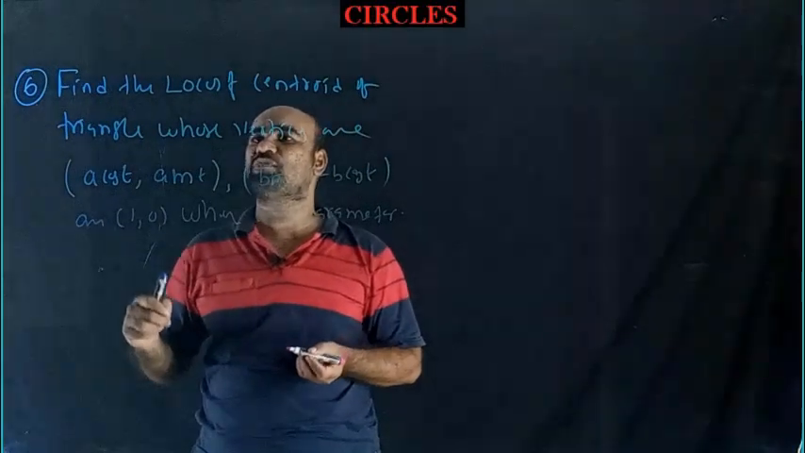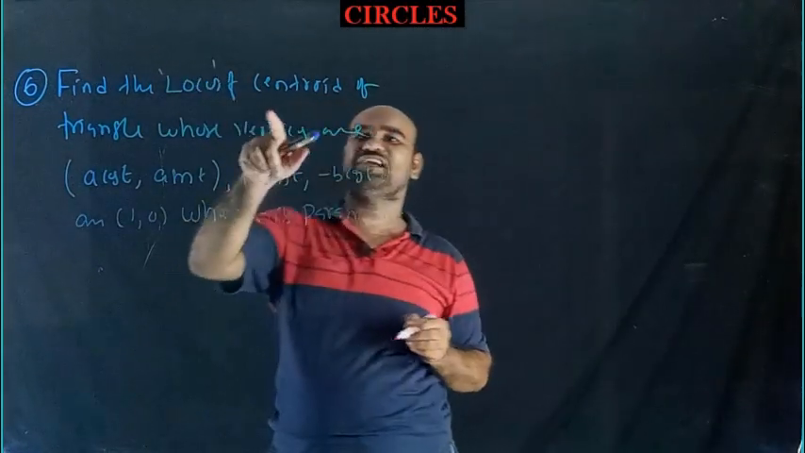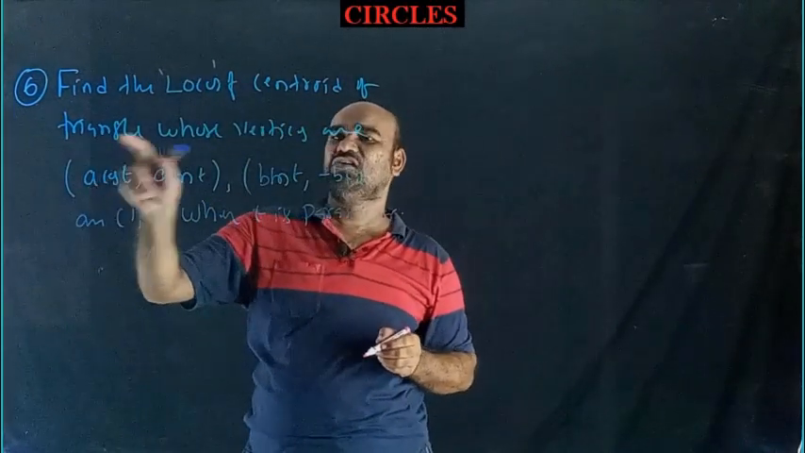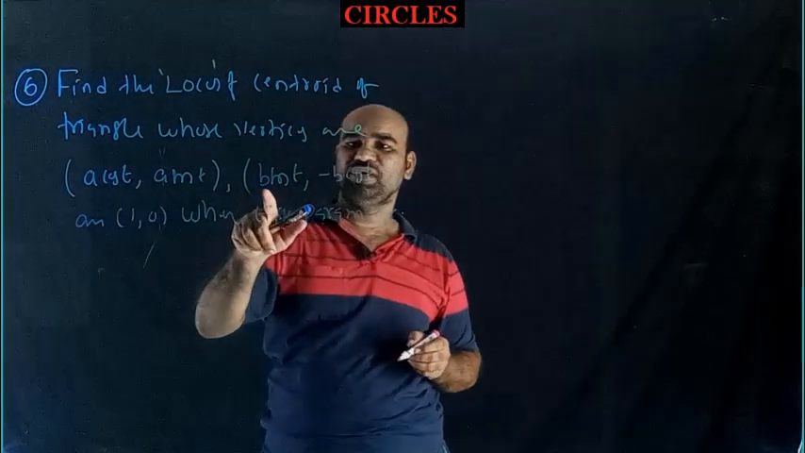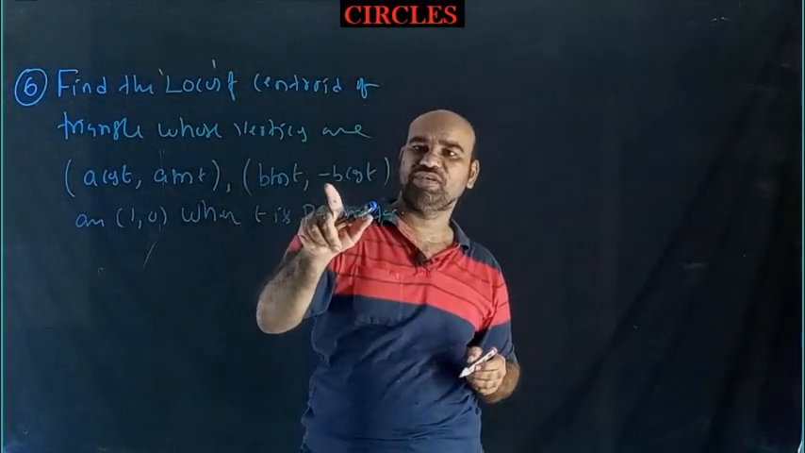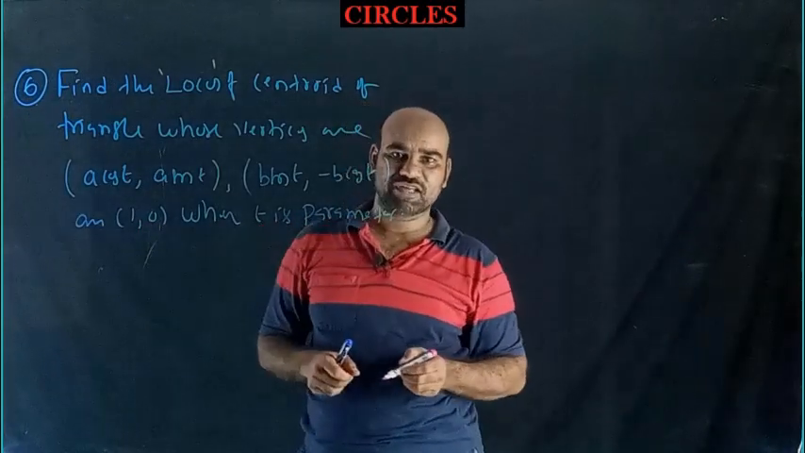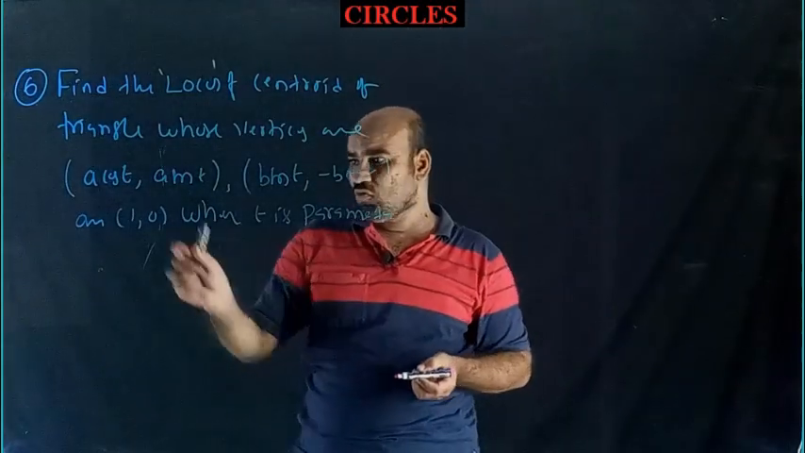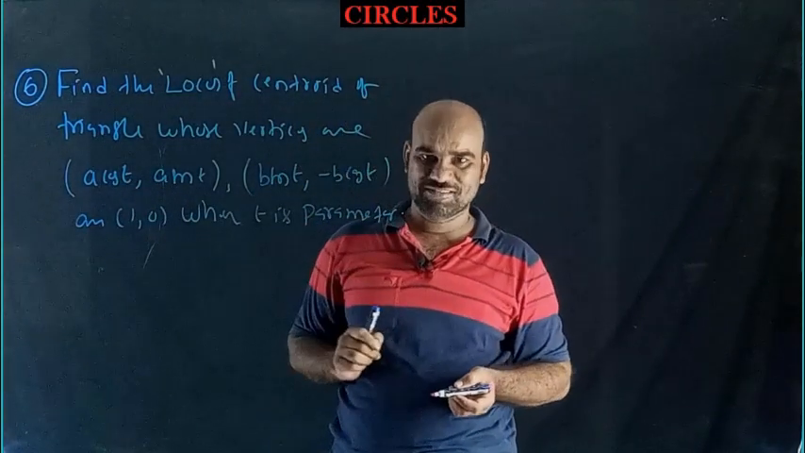Okay, students, next sixth problem. Find the locus of the centroid of a triangle whose vertices are (a cos t, a sin t), (b sin t, -b cos t), and (1, 0), where t is a parameter. That means t is varying. Only one vertex is fixed here, (1, 0). The remaining two vertices are varying.